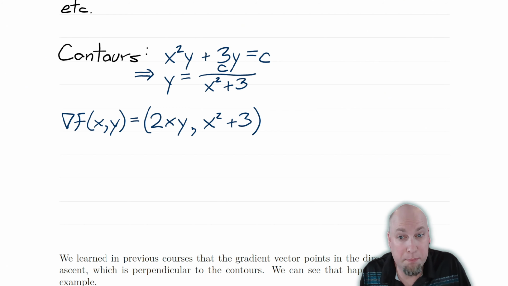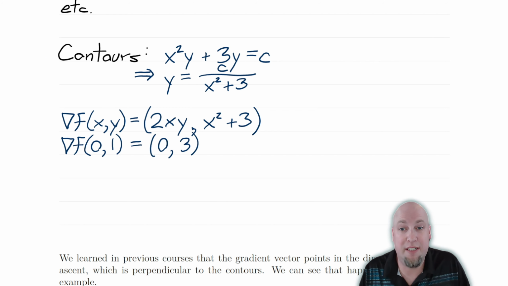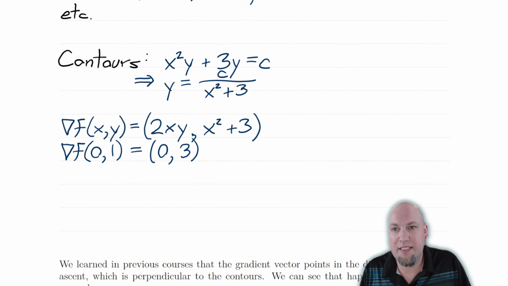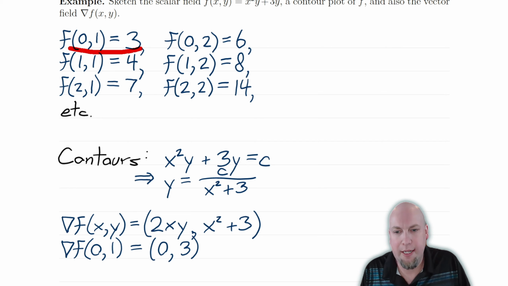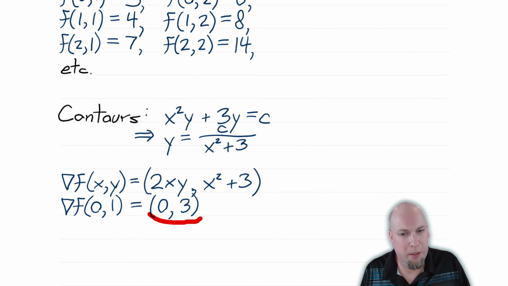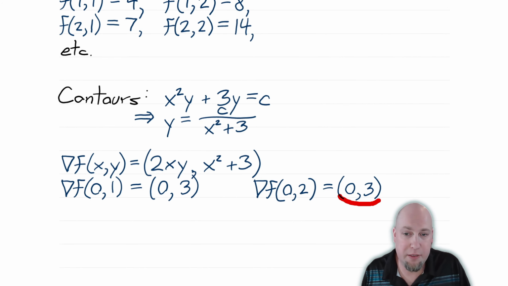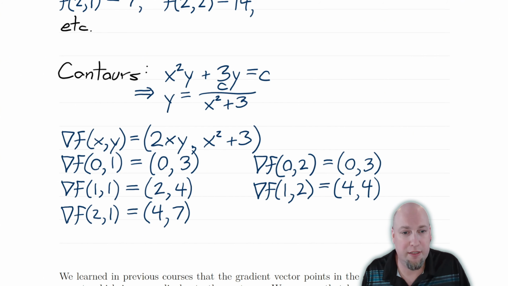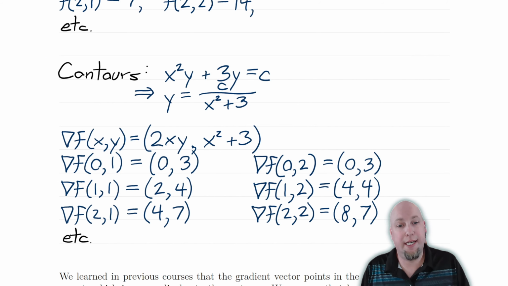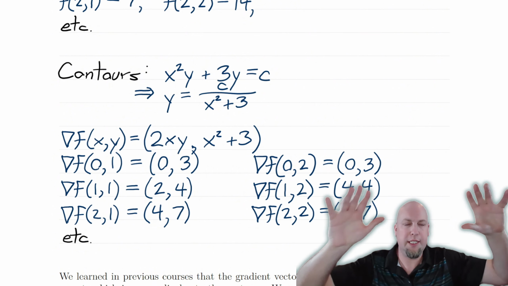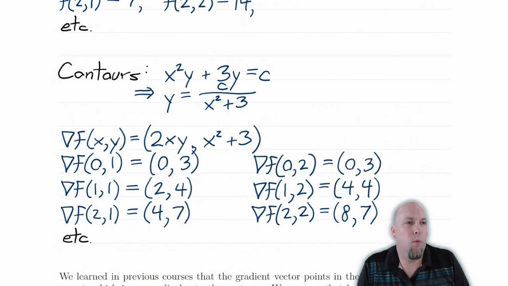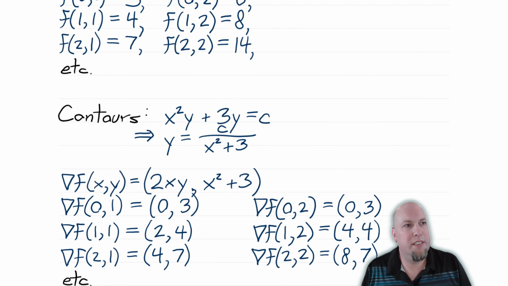Now I'm going to plug a bunch of points into this, and I'll get output vectors. For example, at the point (0, 1), the scalar field had a value of 3, and the vector field has a value of (0, 3). And then I just keep on doing this for more and more points. If I plug in (0, 2), I again get (0, 3), and I plug in lots and lots of other points. When I do this, I get a whole collection of vectors that I can draw on the same grid.